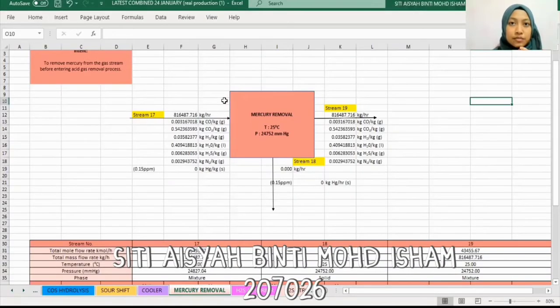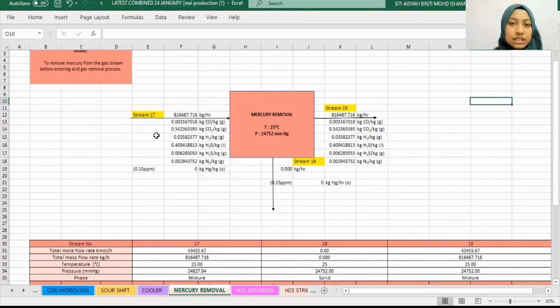My name is Sita Aisyah binti Muhammad Isham. I will continue to explain about the BFD. So the mixture from the cooler is moving into the mercury removal with a flow rate of 816,487.72 kg per hour. Basically, the function of this unit is to remove 0.15 ppm mercury before entering the acid gas removal process. The outlet flow rate remains the same as the inlet.